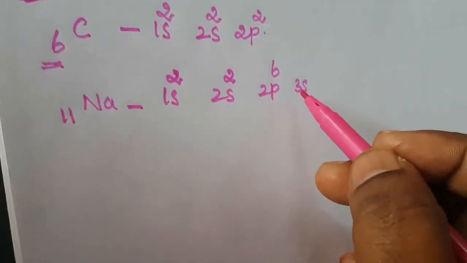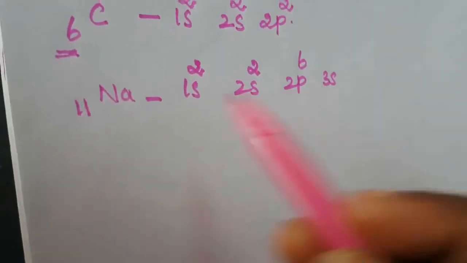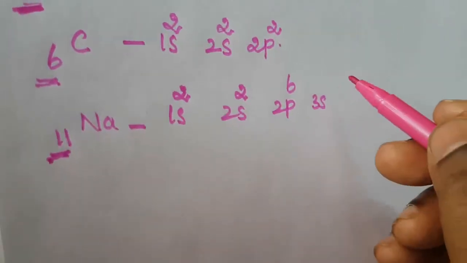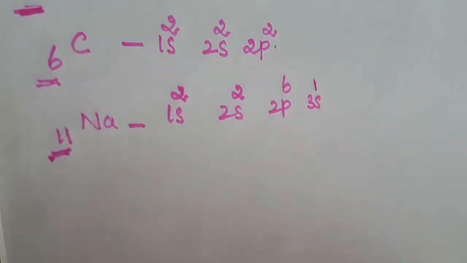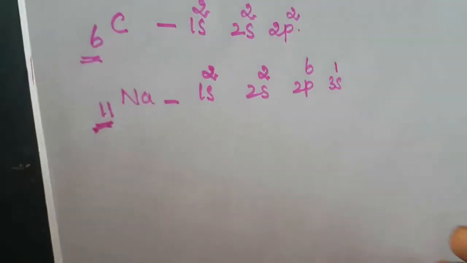Then the 3s orbital. How many electrons in 3s? The s orbital maximum is 2 electrons. Now total atomic number is only 11. 10 is already over. How many electrons remain? That is only 1 electron. So this is how to write the electronic configuration of sodium, atomic number 11.